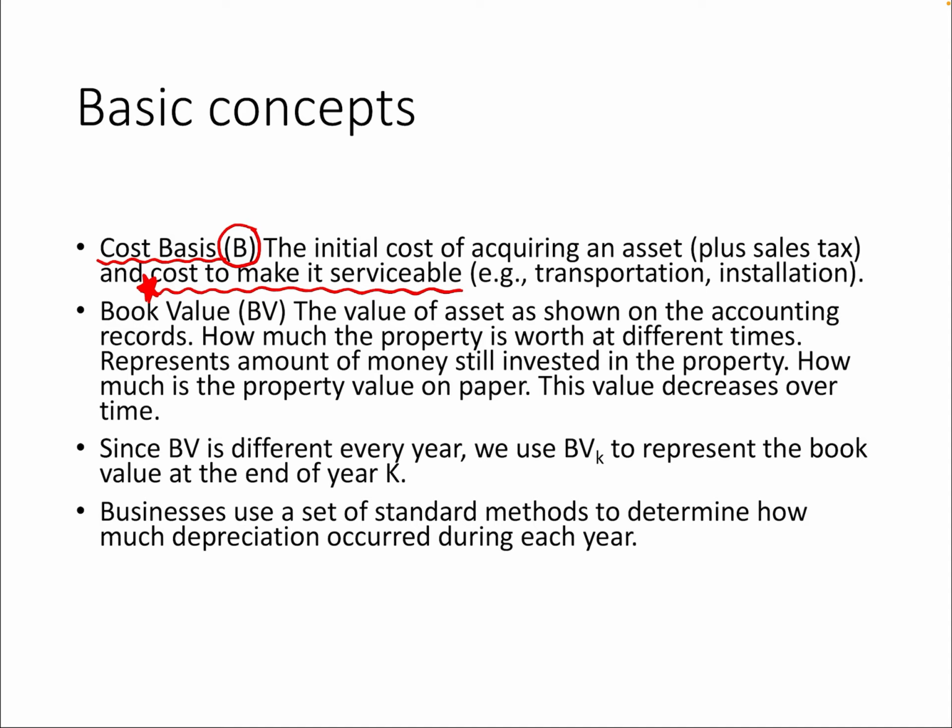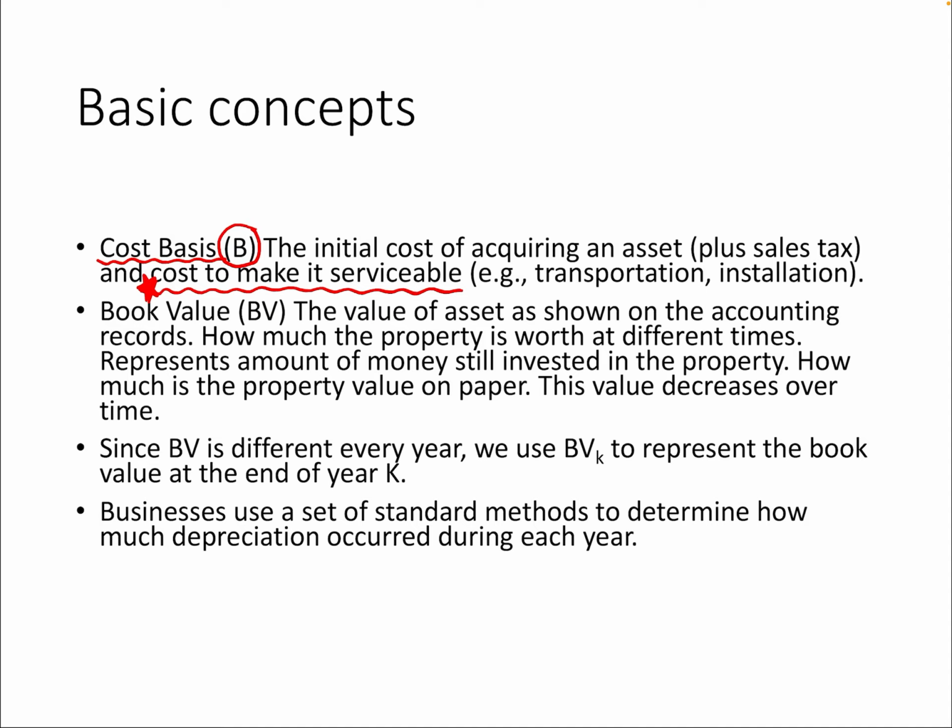So book value, we write it as BV. It is the value of an asset as shown on the accounting records. Book means your accounting book. Every year, if you're an accountant, you're going to audit the asset, and for that year you need to write down the value of that asset. So that value for that year on that accounting book is called book value.